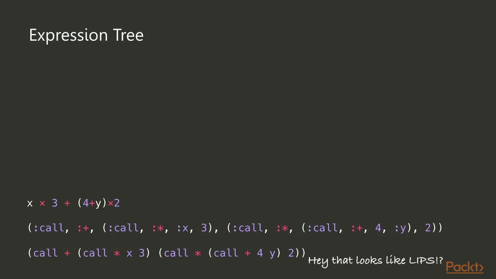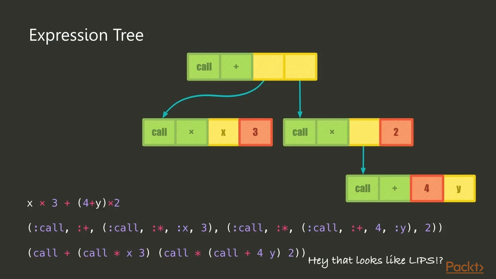So this could be represented graphically like this. We have an expression object at the top, which is a call of type plus, and it's taking 2 arguments. The leftmost is where we're multiplying an x with the 3, and the right one is where we're multiplying 2 with a sub-expression which is 4 plus y. I color-coded this, so green is all sorts of operations, yellow are variables, and red are literals.